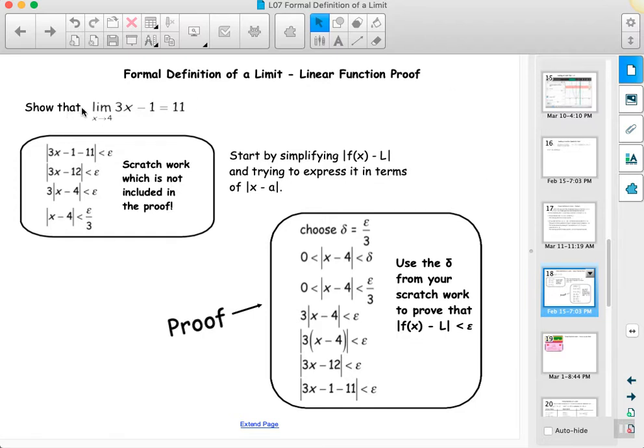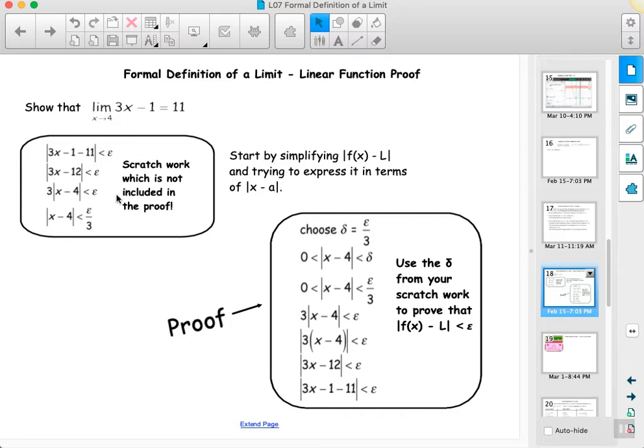So I'd like to show that the limit as x goes to 4 of 3x minus 1 is 11. I'm going to start with the absolute value of f(x), which is sitting right here, minus the limiting number, which is L, is less than epsilon. That becomes the absolute value of 3x minus 12 is less than epsilon. I can factor a 3 out, and that gives me 3 times the absolute value of x minus 4 is less than epsilon. And now, when I divide by 3, notice what we were able to create here. This is x minus a.